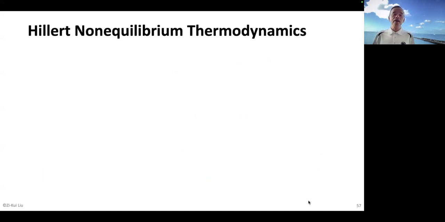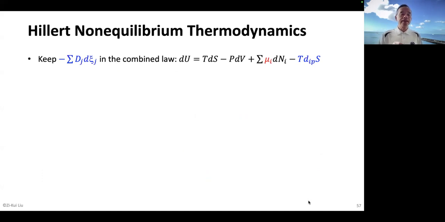Now let's see what the Hillert non-equilibrium thermodynamics is about. The key thing Hillert did, of course, also done by some scientists before him, is to keep this term, summation of dj d psi j, which represents the many internal processes, in the combined law. That's very important because now you see this entropy production due to the internal processes, which indicates the system is in a non-equilibrium state.